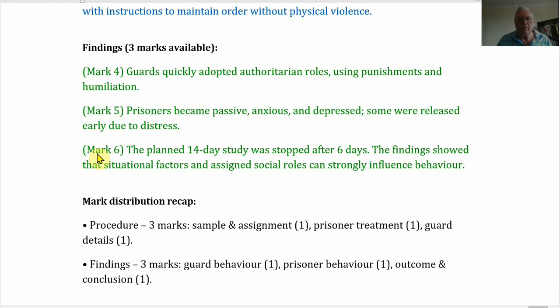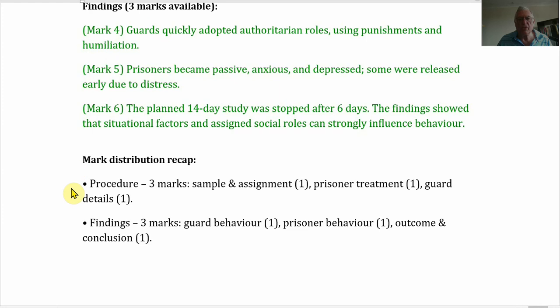So recap for the mark distribution: procedure 3 marks, sample and assignment, prisoner treatment, and guard details, and then the findings: guard behavior, prisoner behavior, and outcome and conclusion. So pretty straightforward and balanced.